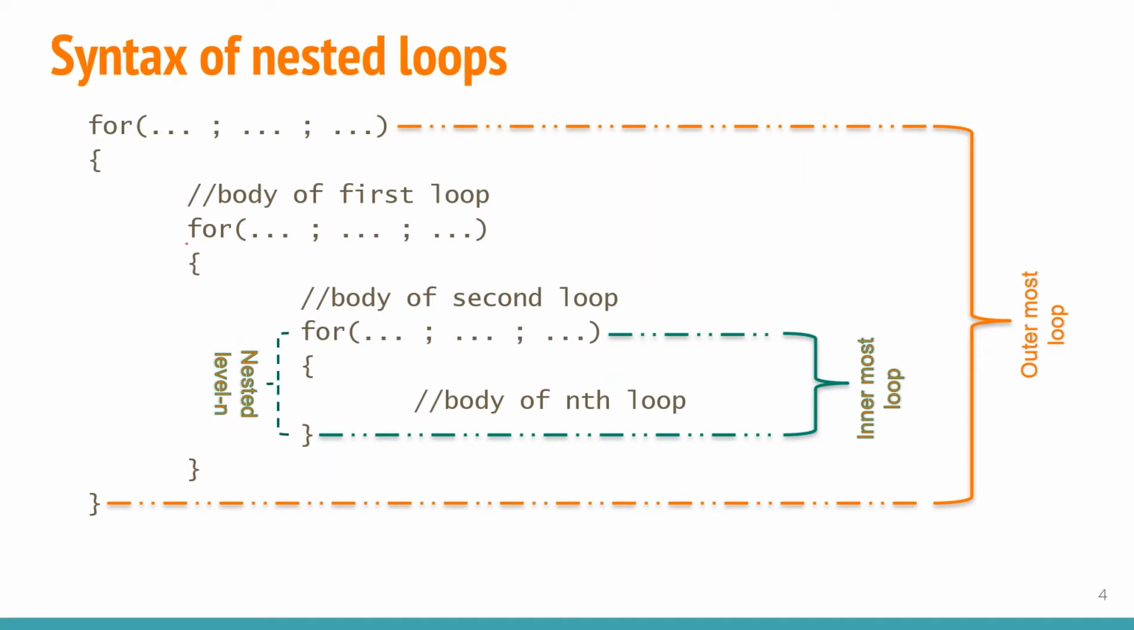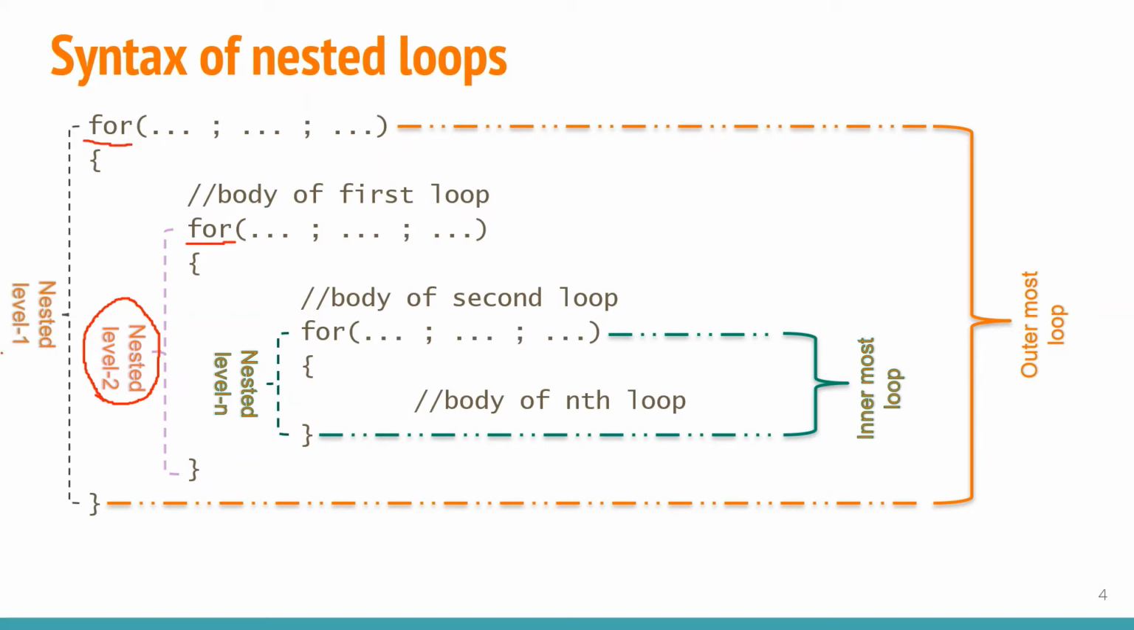Similarly, we have this for loop at level 2. So this is at the nested level 2. And this for loop, which is the first for loop, is said to be present at level 1. So in general, the outermost loop will be at nested level 1 because it is the least nested, and the innermost loop would be at the highest nested level possible.